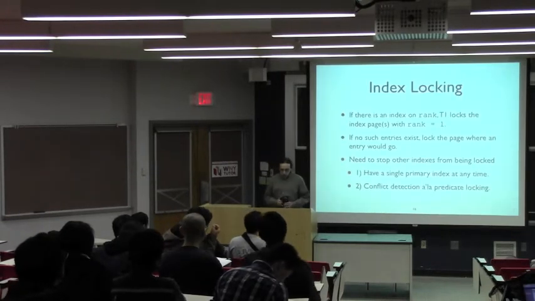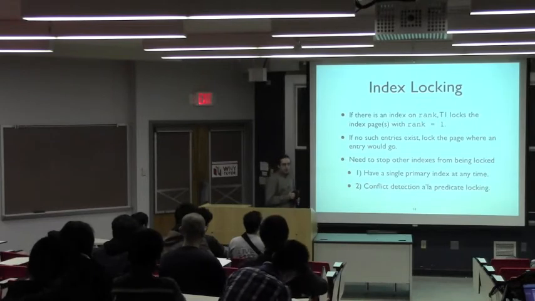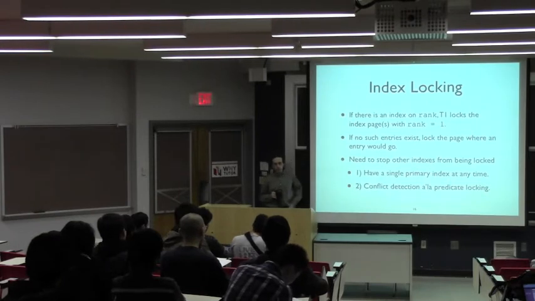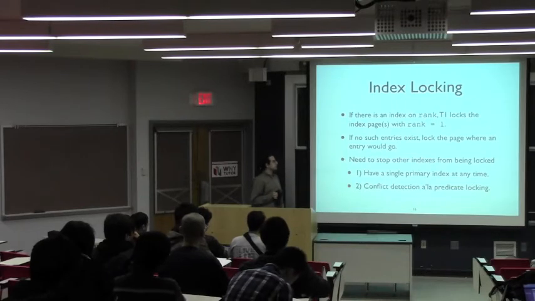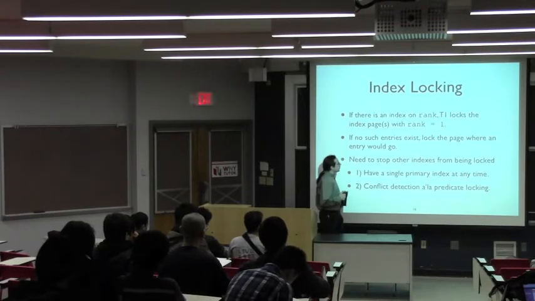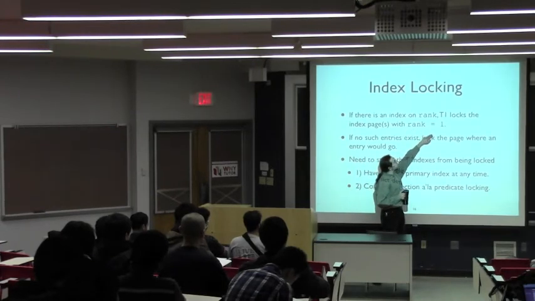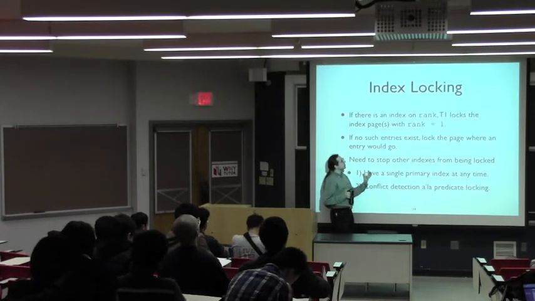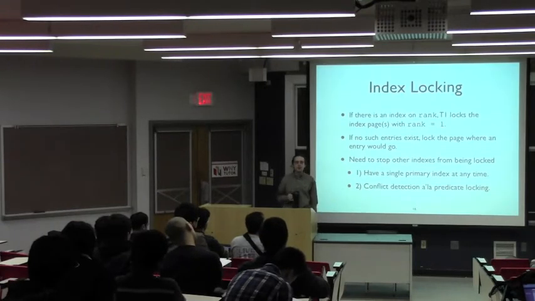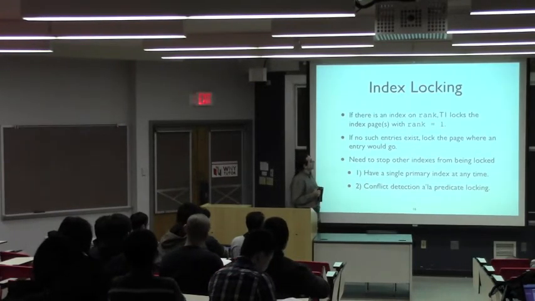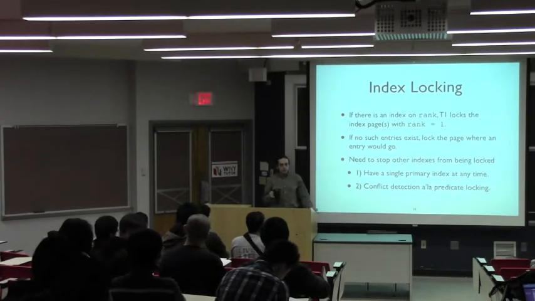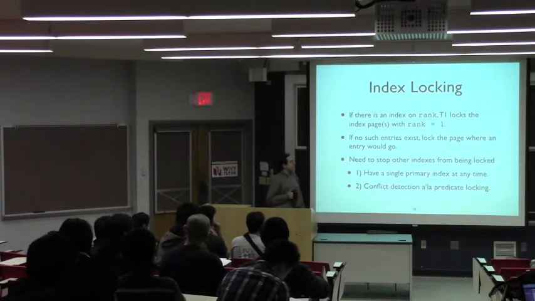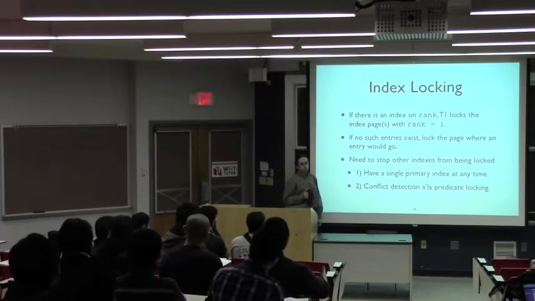All right. So the most general of these is this idea of locking indices. Let me start off by describing indices and index locking. So if we have an index, let's say on rank, and T1 wants to modify officers that have a rank of one, then T1 just needs to find the page or potentially pages that store officers with rank equal 1, and then it just needs to lock those. Of course, if no such entries exist, then we'll still need to lock the page where an entry would potentially go.